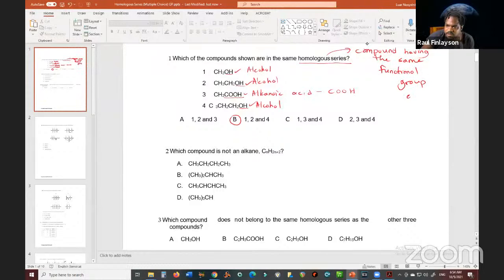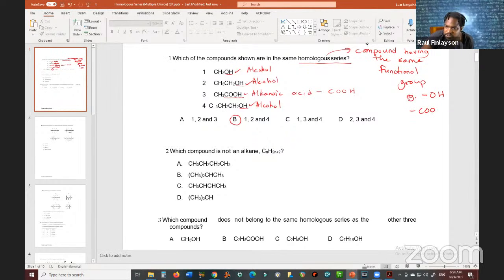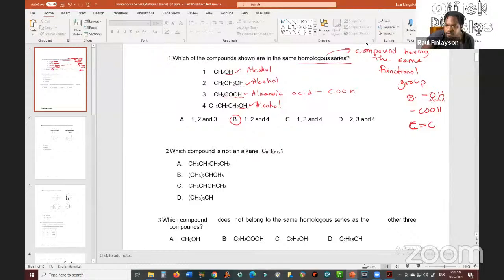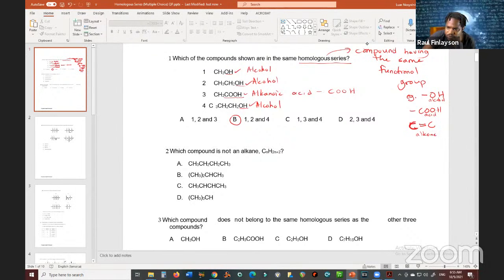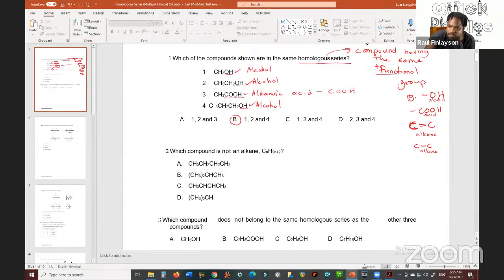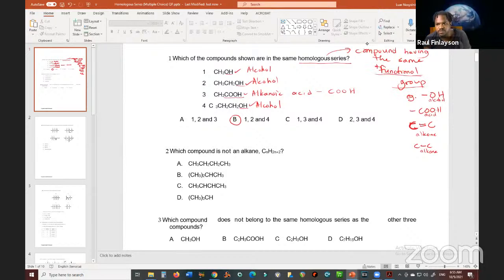In this case, for example, you have the OH and also COOH. And in the case of the alkene, we have that double bond. So the functional group for the alkene would be C double bond C. This is the alcohol functional group. This is the acid, or the alkanoic acid really. And of course, this is the alkene. These are the main functional groups. For the alkanes, it will be C single bond C. But that's it in terms of the word functional group. That's a key word that CXC will throw at you, so it's good to know what it means.